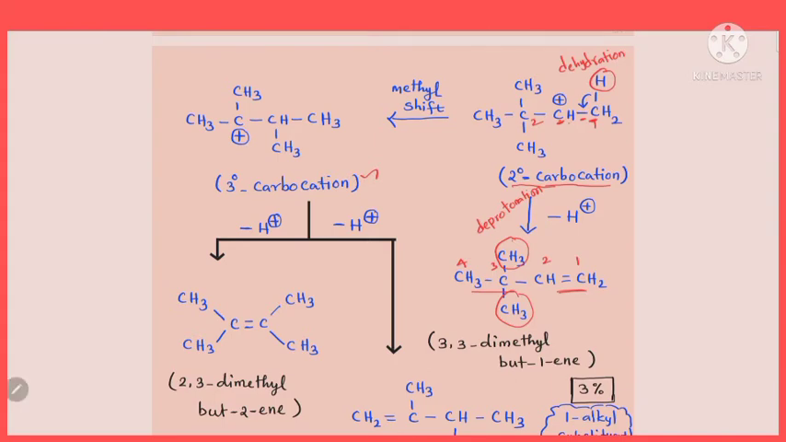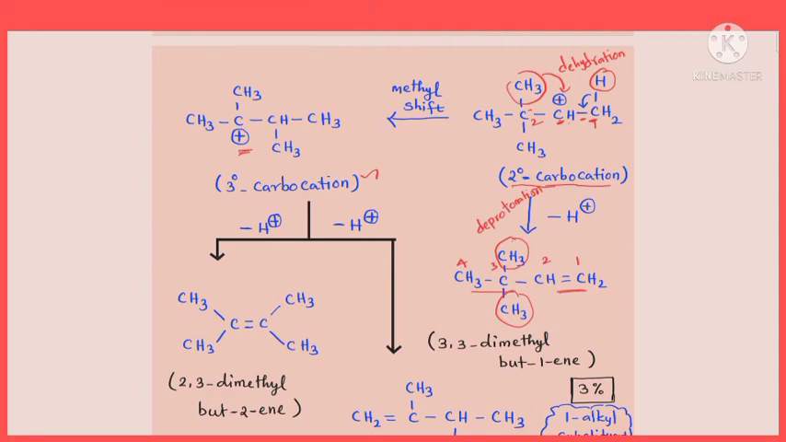Now here, near the C+ carbon, there are 3 methyl groups, isn't it? So one of the methyl groups will be shifted over here. But now this carbon will get a plus charge. Now you will get this species. You get a tertiary carbocation. So this process is called a methyl shift.